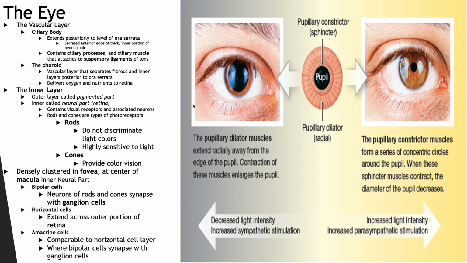At its periphery, the iris attaches to the anterior portion of the ciliary body, a thickened region that begins deep to the junction between the cornea and the sclera. The ciliary body extends posteriorly to the level of the ora serrata, the serrated anterior edge of the thick neural part of the inner layer, or retina.